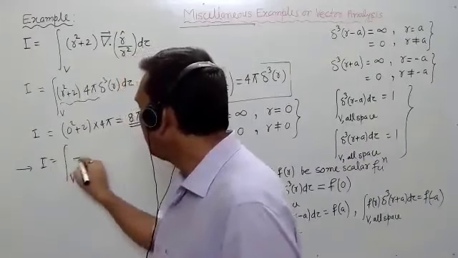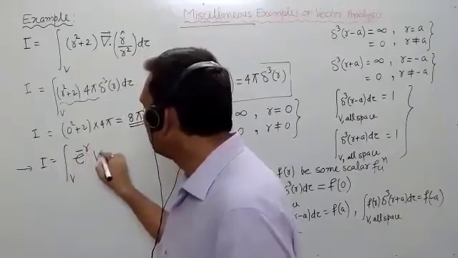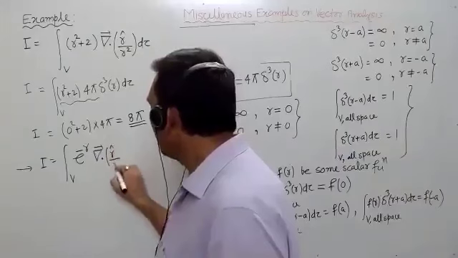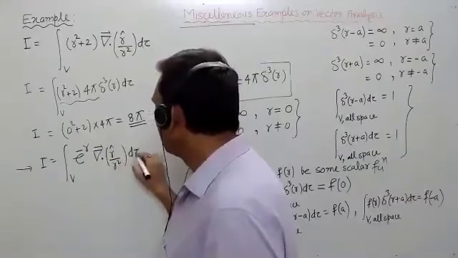Let us take another integral, exponential minus r times divergence of r cap by r square d tau. Calculate this integral.